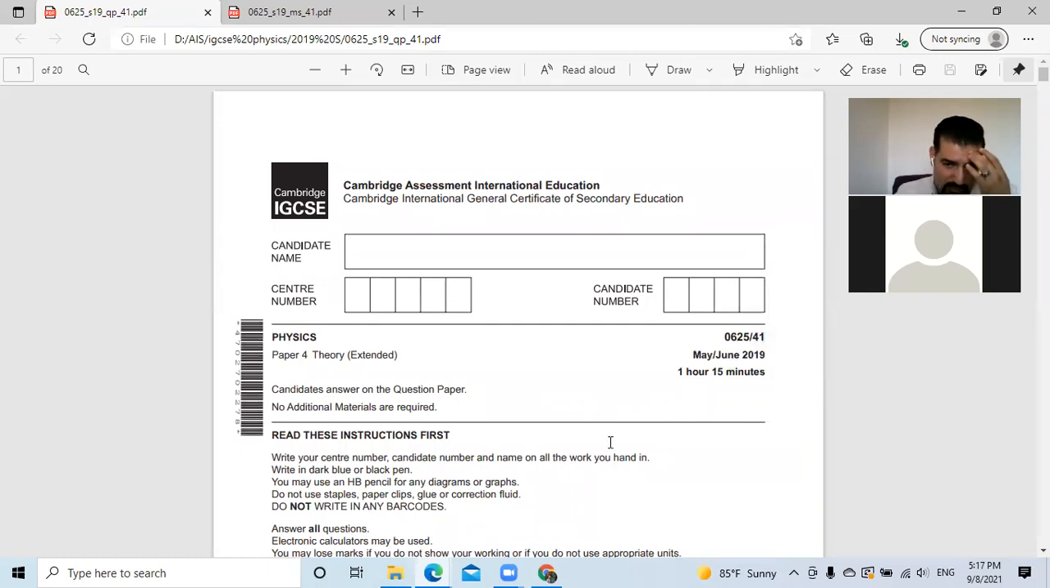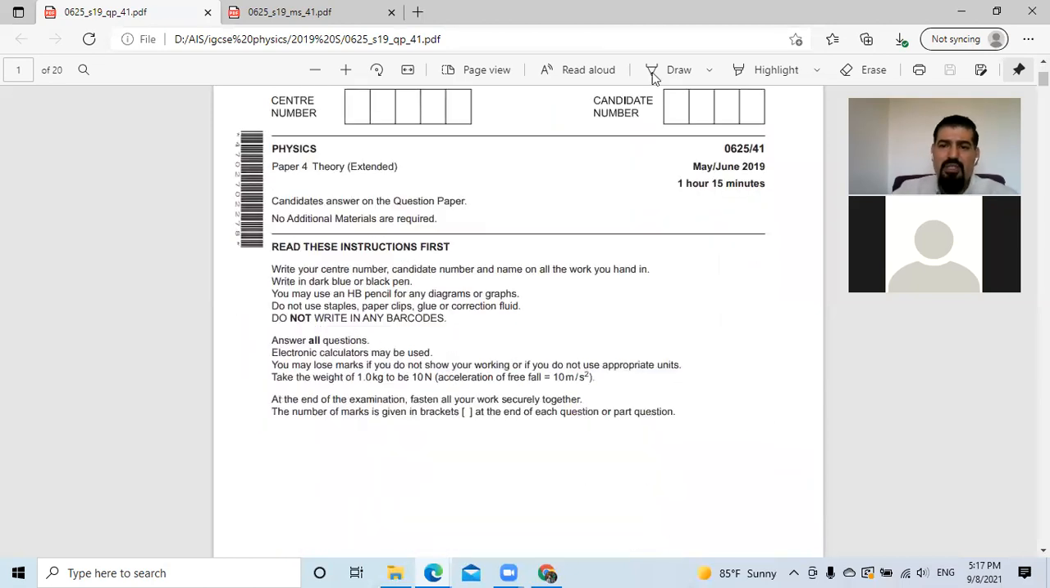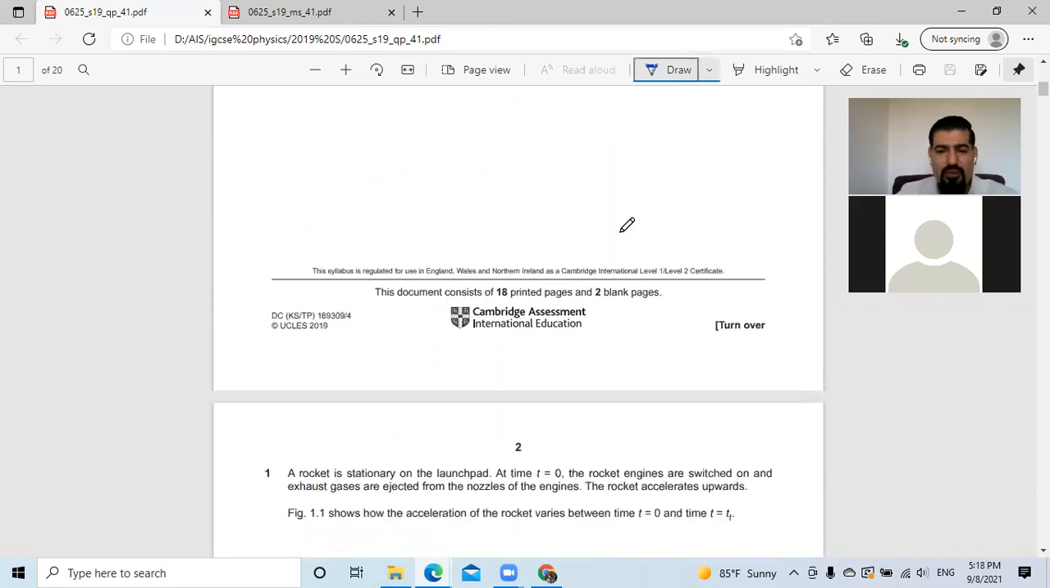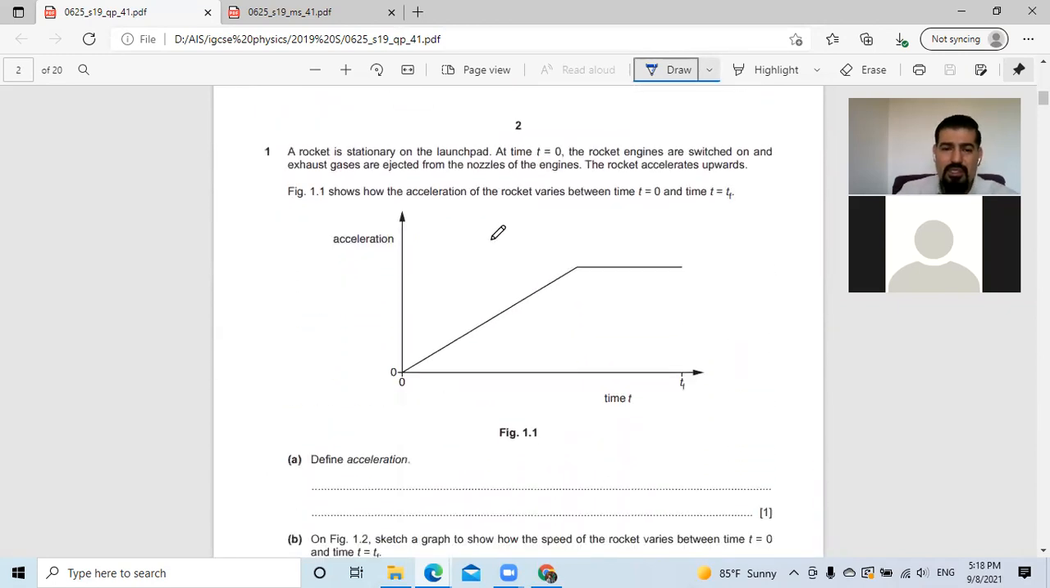Now let's do the first one, May/June 2019. Let's do the first few questions, 3, 4, 5 questions. Let's see what the questions are and what they ask about. First one. Question number 1. Let's go together. Bismillah. A rocket is stationary on a launch pad. At t=0, the rocket engine was switched on.